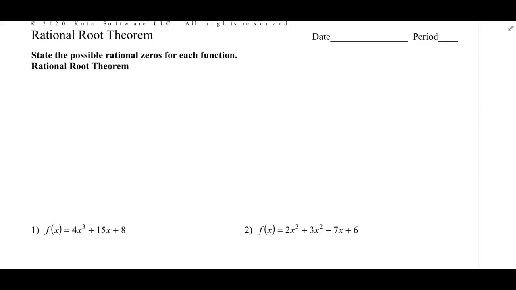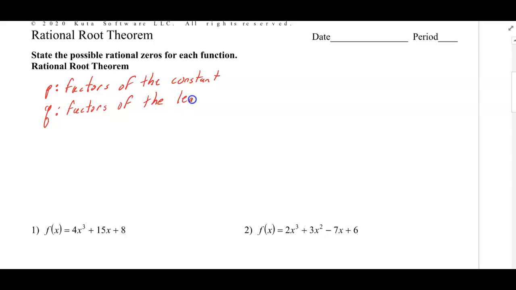So the rational root theorem says we're going to define P as the factors of the constant, and we're going to define Q as the factors of the leading coefficient. Then the rational root theorem says P over Q are possible rational zeros.